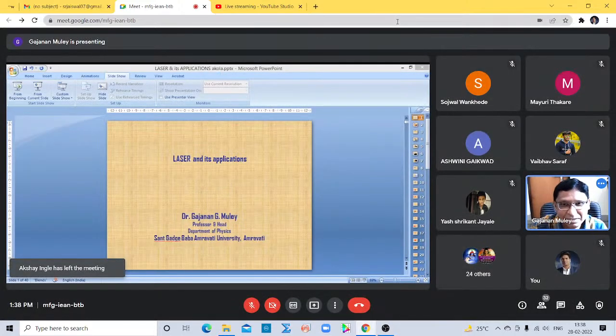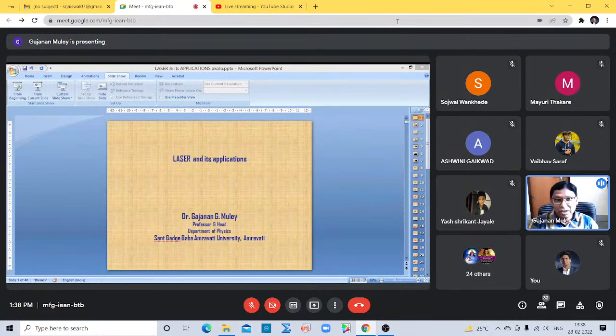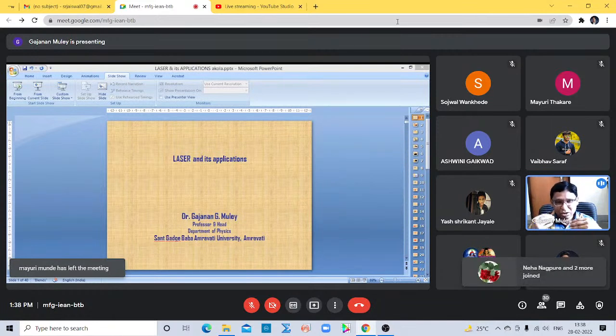It varies in phase from point to point, which is spatial coherence, and from moment to moment, which is temporal coherence. So the spontaneously emitted photons are not in phase, which means they are not coherent.